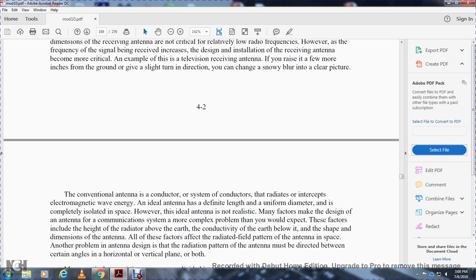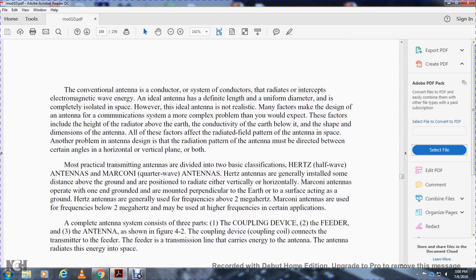Another problem in antenna design is that the radiation pattern of the antenna must be directed within a certain angle of the horizontal plane, the vertical plane, or both.